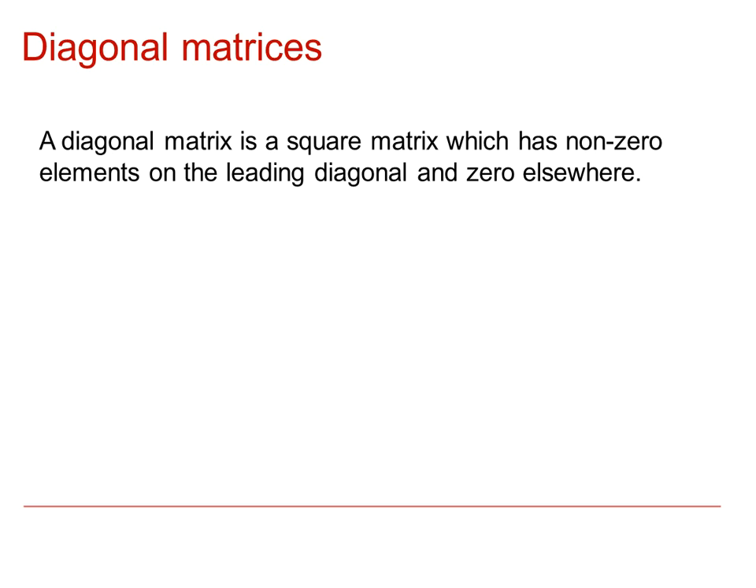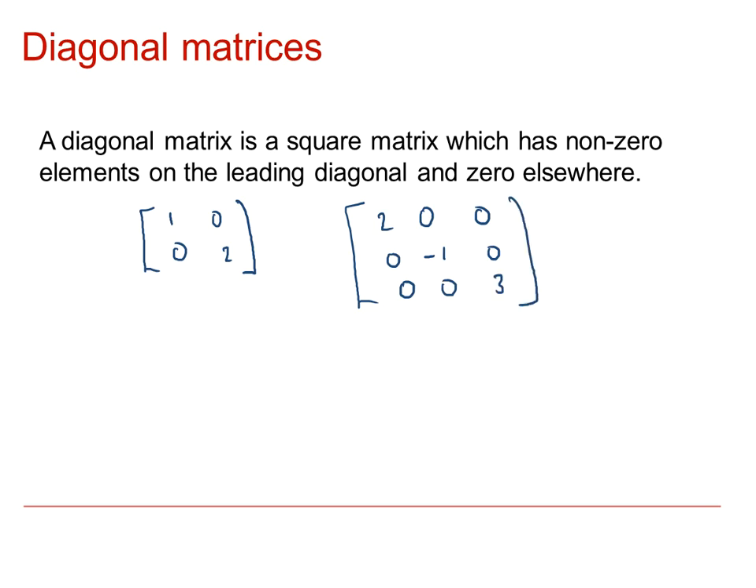By a diagonal matrix we simply mean a matrix which has non-zero numbers on the leading diagonal, for example 1, 2, and zeros everywhere else. So for a 2 by 2 matrix, a diagonal matrix is 1, 0, 0, 2. For a 3 by 3 matrix we might have something like 2, 0, 0, 0, negative 1, 0, 0, 0, 3, for example.